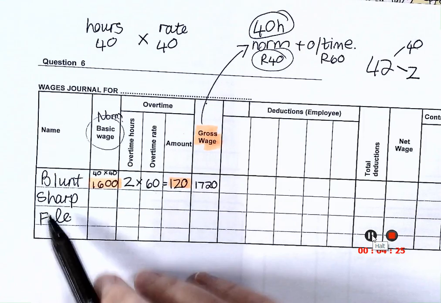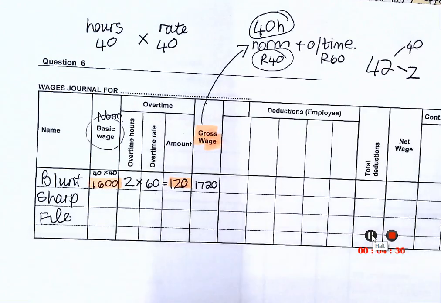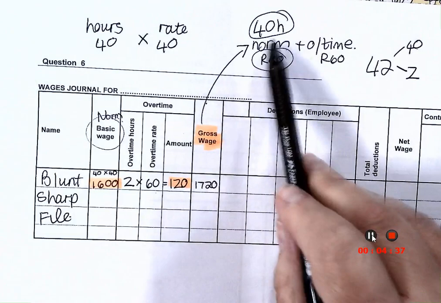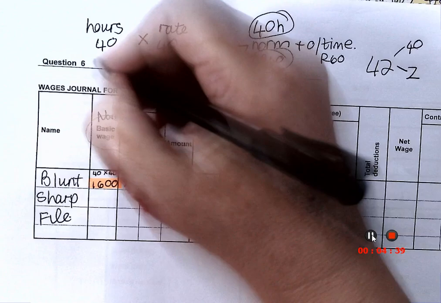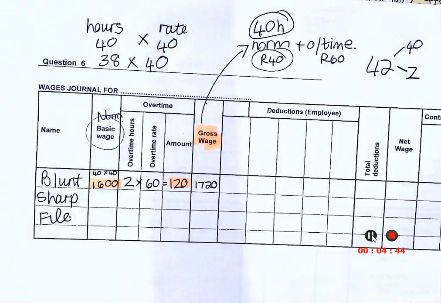Let me make sure. Let me show you Shop. Shop, they tell me he works 38 hours. So can you see it's less than 40 hours? So for that 38 hours, he will earn 40 Rand, because he hasn't worked overtime. Remember that 60 Rand is from hour 41. So maybe he's not underpaid. Yeah. So everything he worked was norm time.